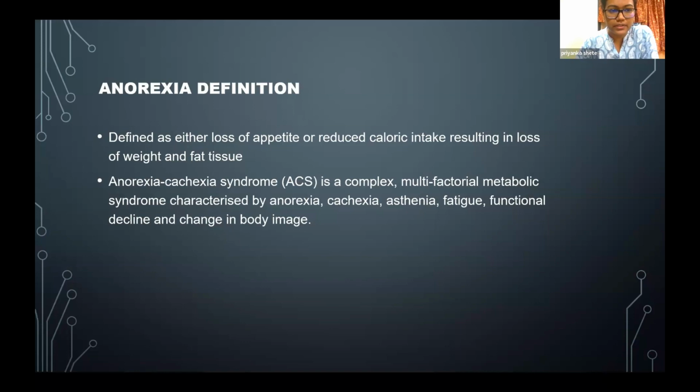Then the anorexia definition. Anorexia is defined as either loss of appetite or reduced calorie intake resulting in loss of weight and fat tissue. Anorexia cachexia syndrome is a complex multifactorial metabolic syndrome characterized by anorexia, cachexia, asthenia, fatigue, functional decline, and change in body image.